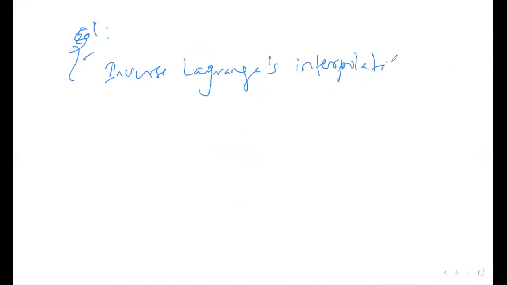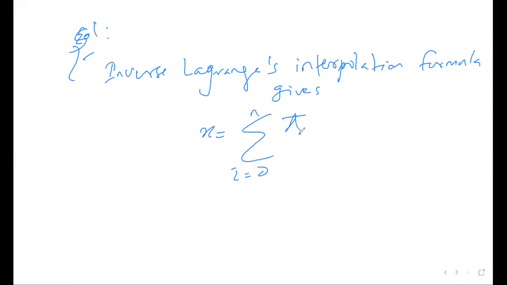Okay. First of all, write down the inverse Lagrange's interpolation formula. It gives x equal to the summation from i equals 0 up to n of pi n plus 1 of y divided by pi n plus 1 of yi, times xi. Right?